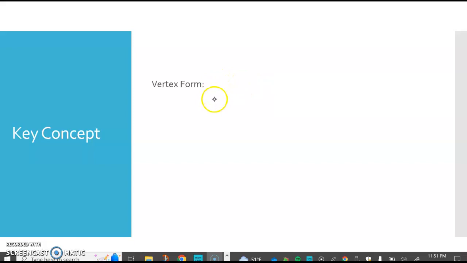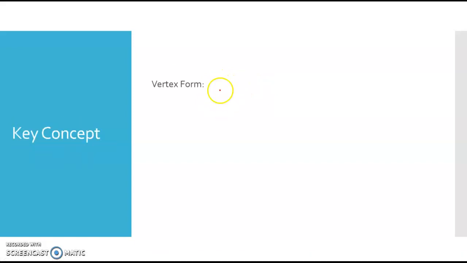Vertex form is y equals x minus h, quantity squared, plus k. I made that a b, that was my fault. So the vertex is h comma k. Now k will be whatever the sign is that goes with it. So if it's a -3, then this is a -3 here, or a -3 here.